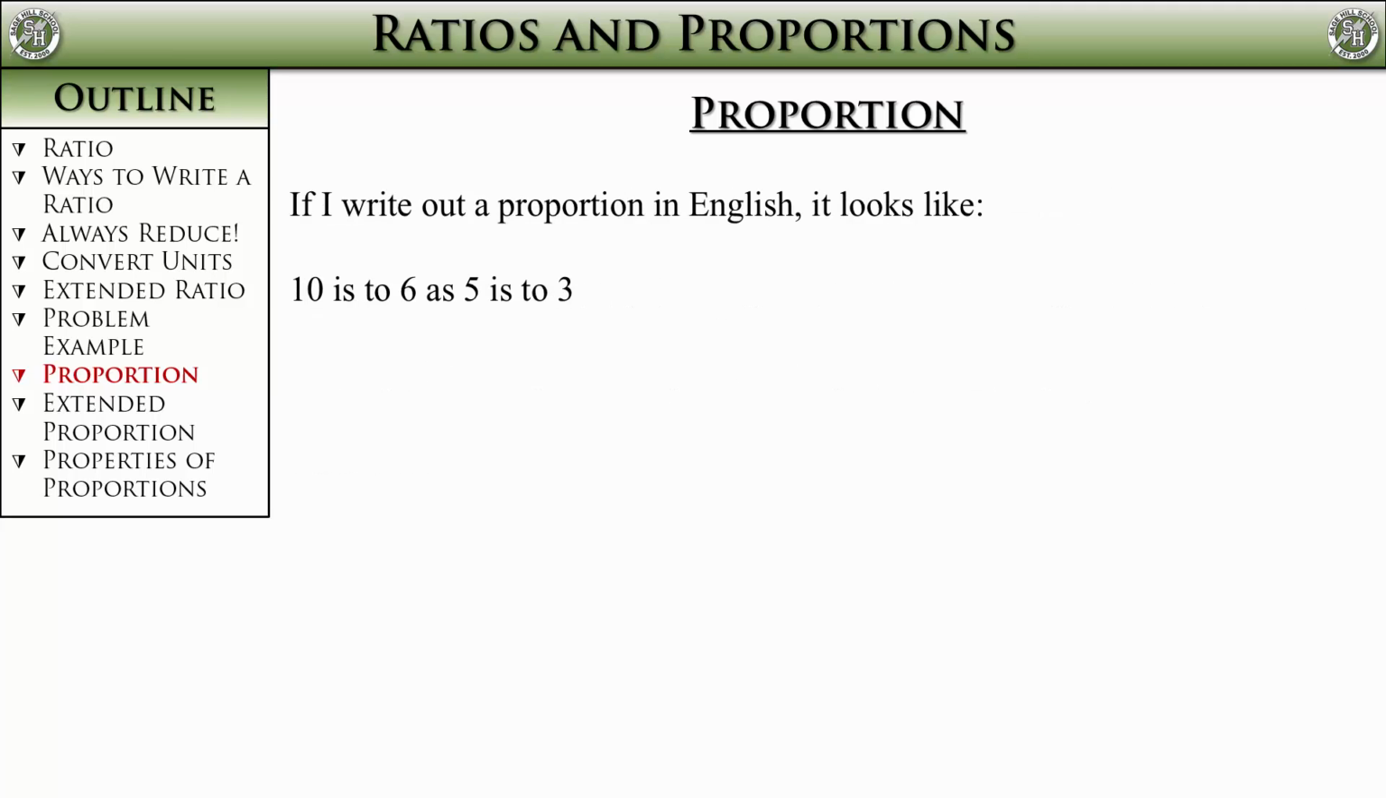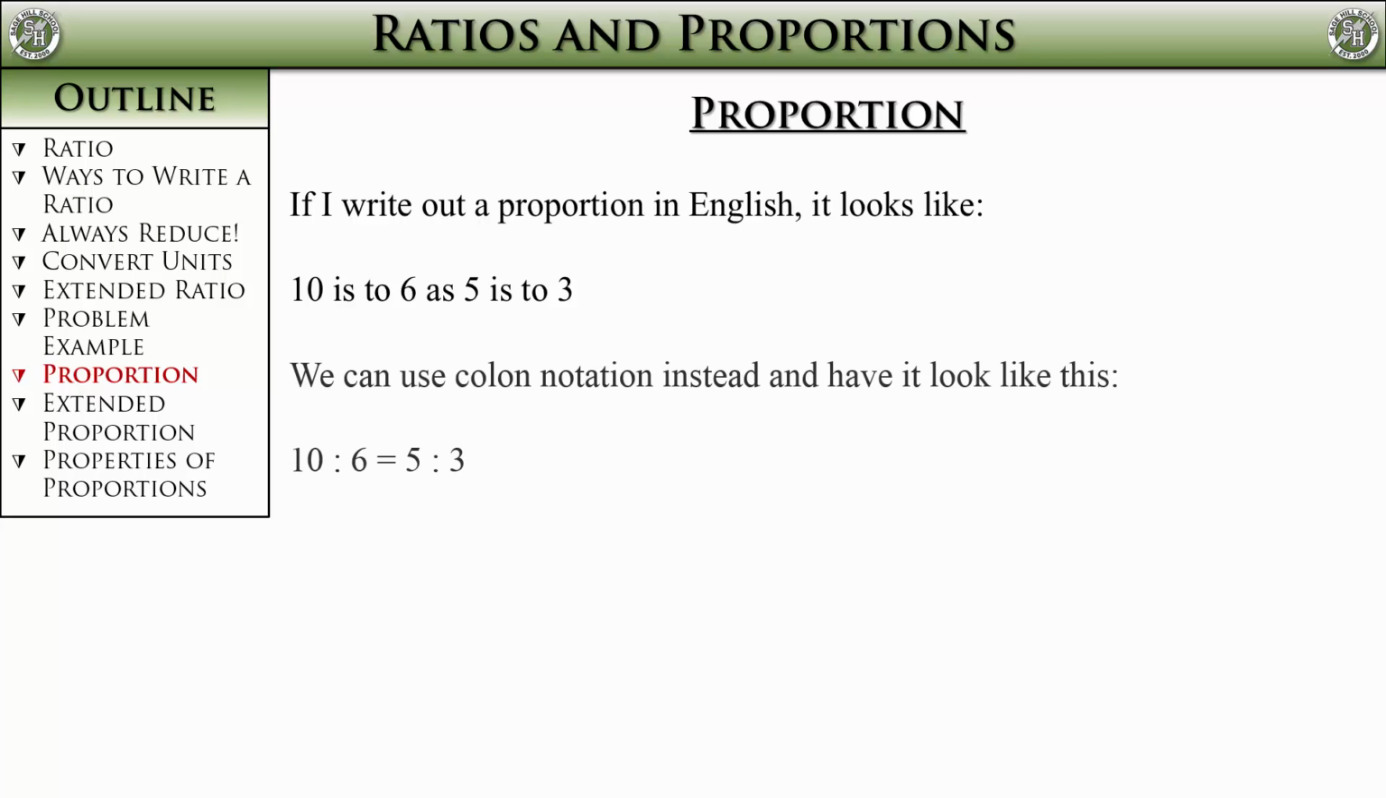If I write out a proportion in English, it looks like an old SAT analogy question. 10 is to 6 as 5 is to 3. That doesn't look very appealing. We can use colon notation instead and have it look like this. Clearly that is a step up, and preferable to that English abomination.